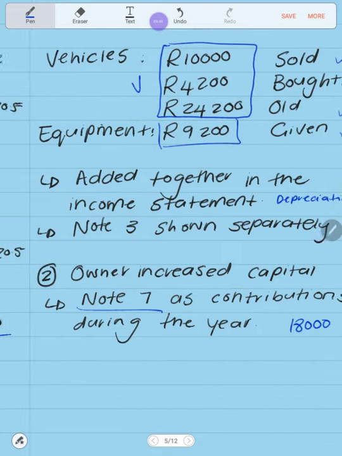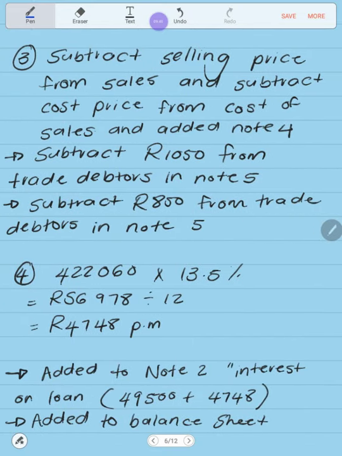So what do we do with this one? You subtract the selling price from sales, because we never made the sale. We're giving him back his money. And you're going to reverse. You're going to subtract the cost price, the 875 that we just worked out now, from cost of sales, and you're going to add that 875 back to your inventory in note 4. All right, the debtor is bringing back the goods to the business, so it's increasing inventory.